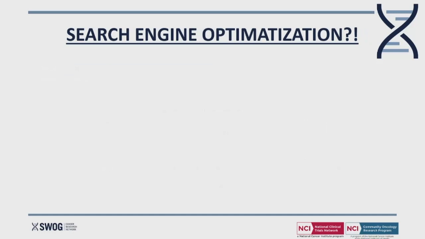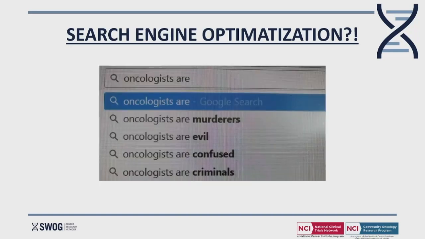But most importantly, I think, what do the patients find out about us? By us, I mean oncologists. A couple of years ago, in a rather eye-opening experiment, I decided to use Google's autocomplete features. You probably know, you put in the string, start typing, and Google will fill it out for you. So I put in the search string "oncologists are," and this is what I got back: oncologists are murderers, we're evil, we're confused, we're criminals. So this is a bit of a PR problem.